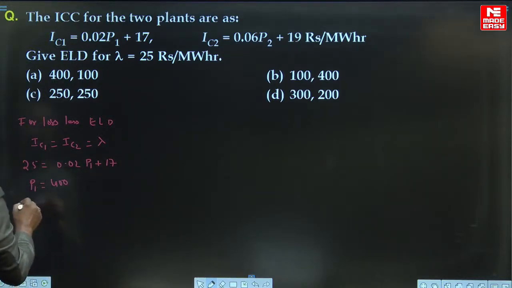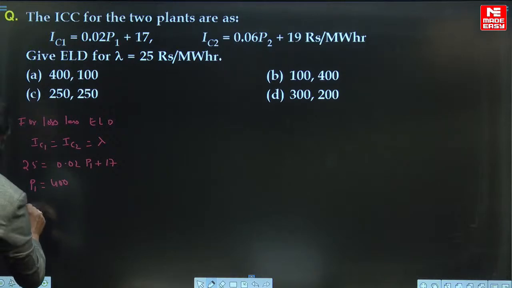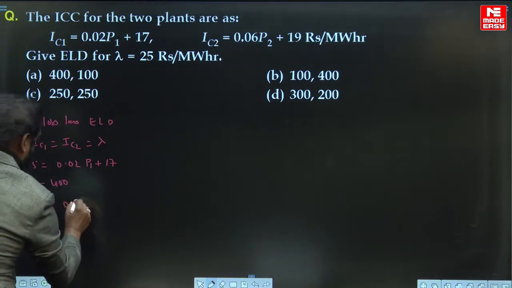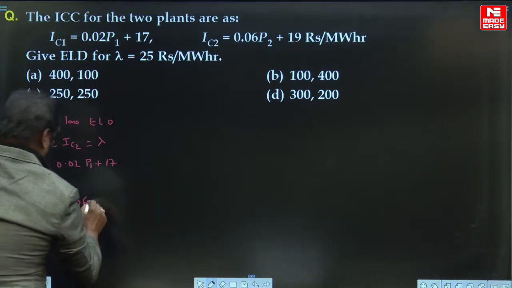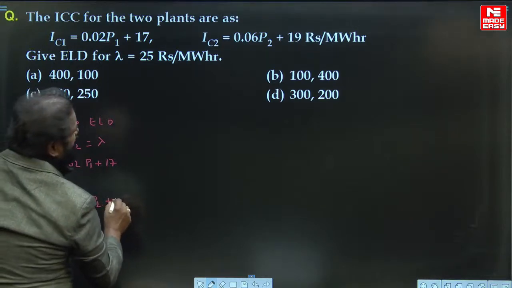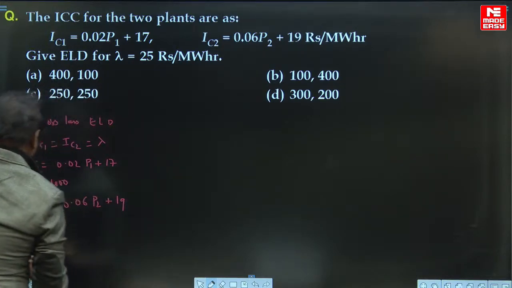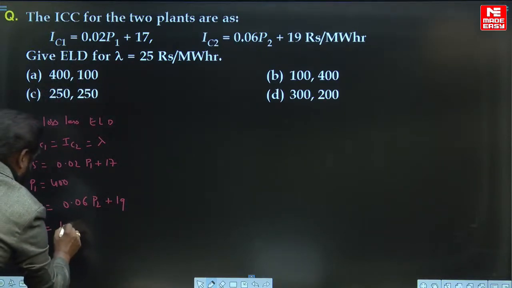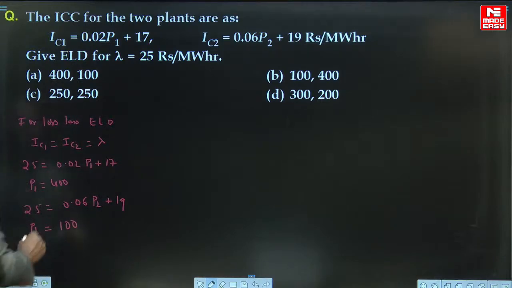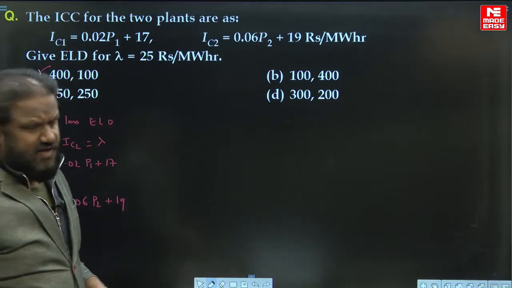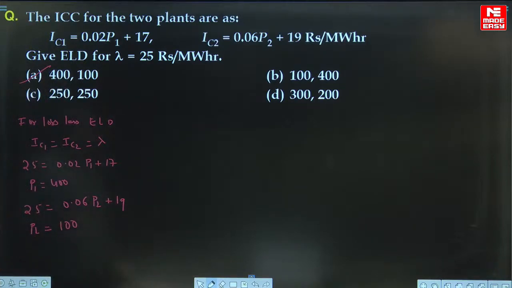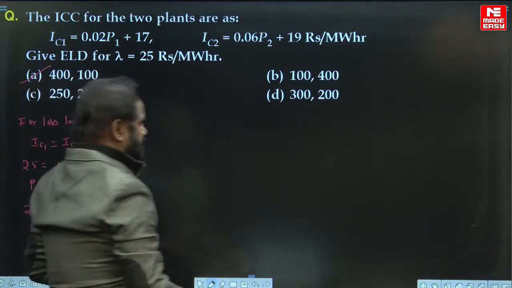Okay, and the other thing is that 25 equals 0.06 P2 plus 19. So this way P2 equals 100. So the answer is 400 and 100. Simple question. We know that in economic scheduling you have very simple questions, simultaneous equations, all the questions you can have.